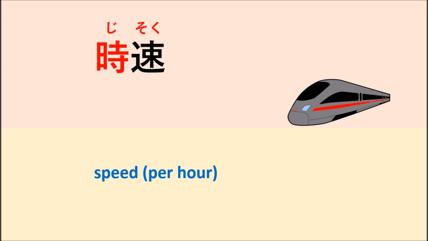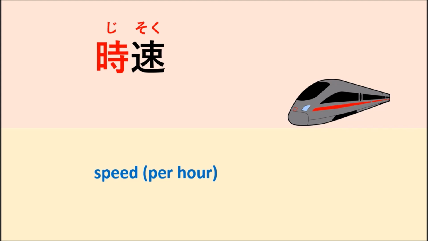時速 means speed, the speed per hour. Ji means the time, and soku means speed. The kanji soku comes from the kanji hayai, which means fast. So when you put the kanji for time and speed together, it means the speed per hour, jisoku.